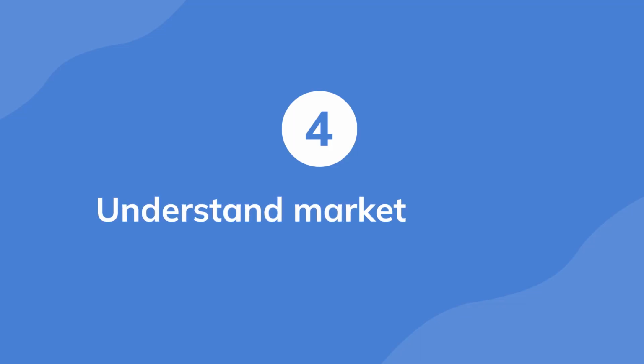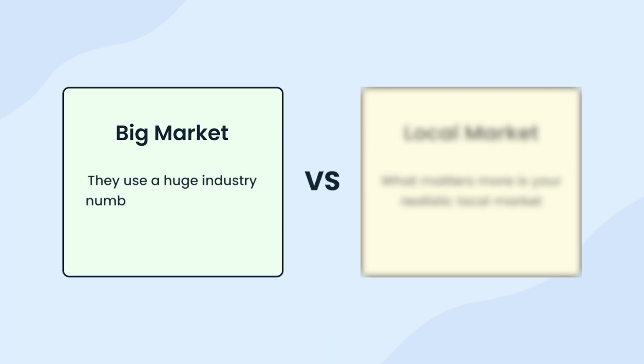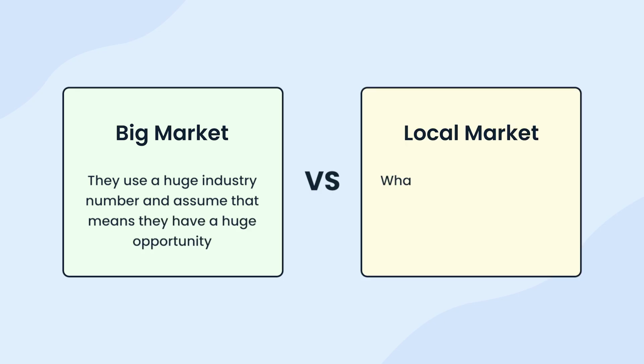Next, understand your market size and local potential. This is where a lot of people make the same mistake. They use a huge industry number and assume they have a huge opportunity. That's not useful. What matters more is your realistic local market. For Daily Grind Coffee, the real question is how many people in this area are likely to visit a work-friendly cafe regularly. That is a much better measure of opportunity. Focus on the market you can actually reach and serve, not just the market that sounds impressive on paper.